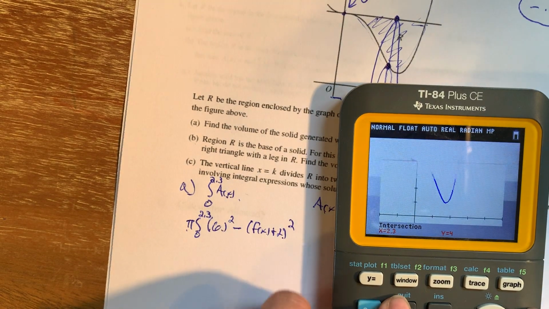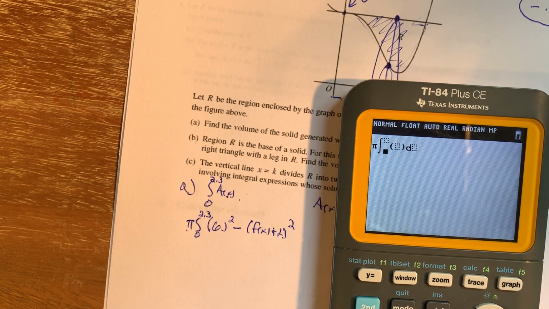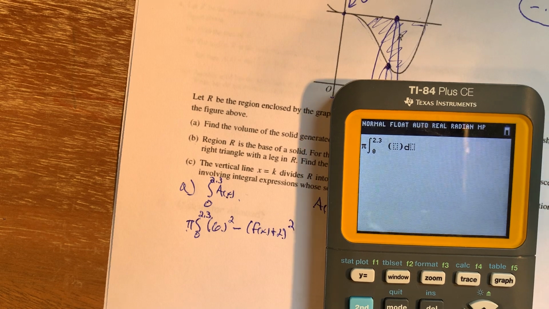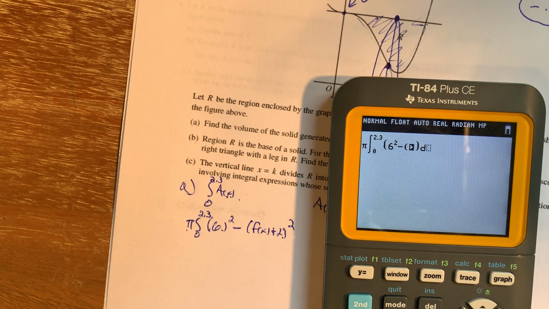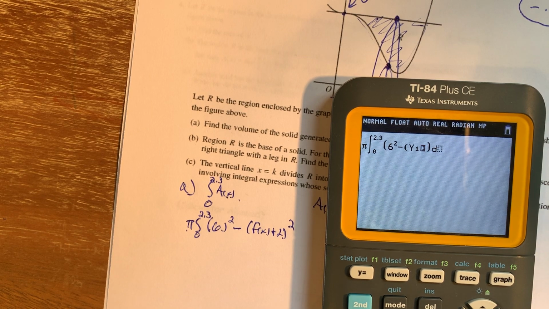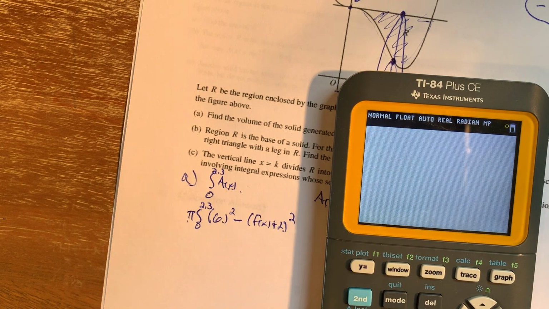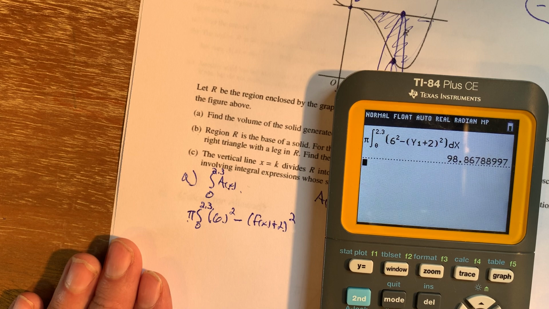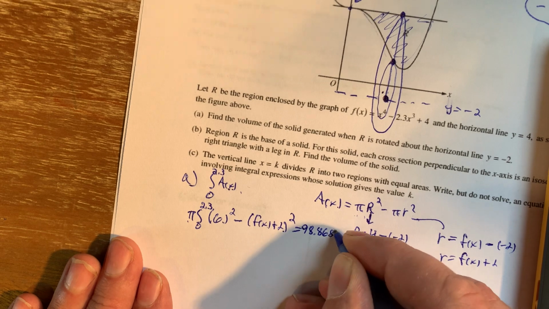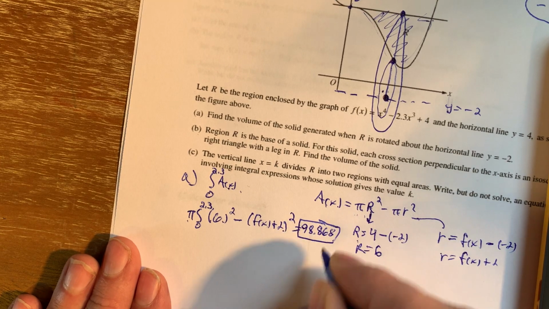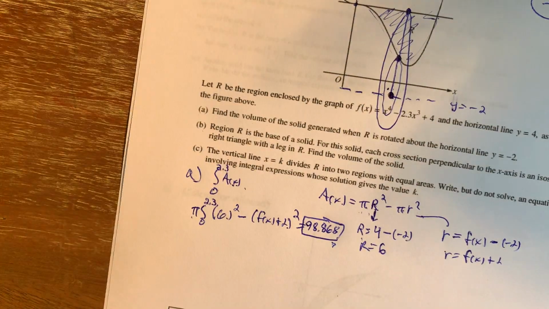So that's how I'm going to enter it in my calculator. Pi times the integral from 0 to 2.3 of 6 squared minus, I need to open parentheses because this is a binomial, y1 plus 2 in parentheses squared dx. Make sure this is in parentheses or it'll come out wrong. So 98.868. If you put 98.867, that would be okay too. If you concatenate, the AP exam will accept that. All right, part B.